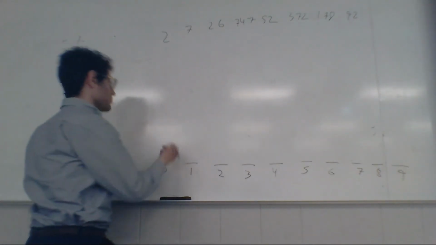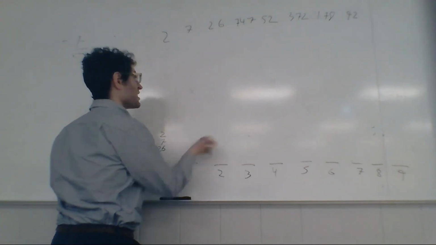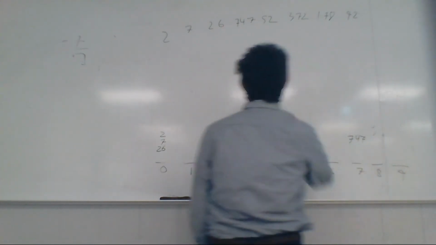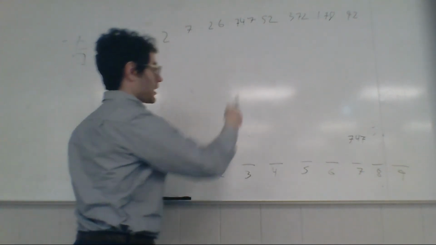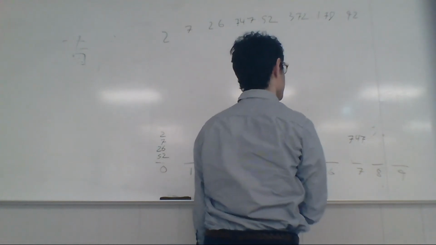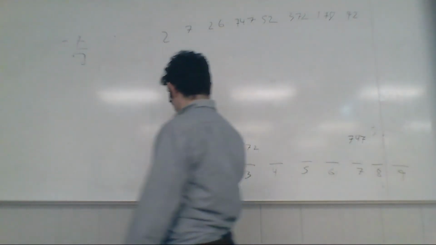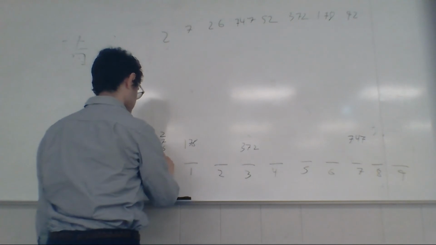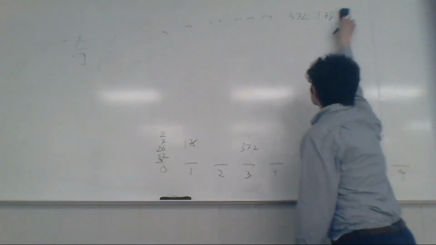So 2 goes into the 0 queue, 7 goes into the 0 queue, 26 goes into the 0 queue, 747 goes into the 7's queue. 52 goes into the 0 queue because it's 0, 5, 2. 372 goes into here. 178 goes into the 1's queue. And then 92 goes into the 0's queue as well. So now we just dequeue everything.